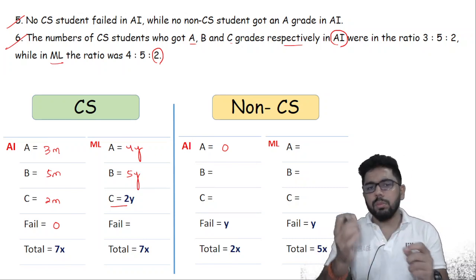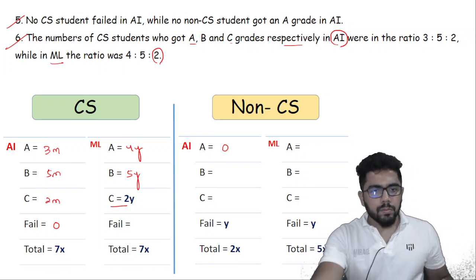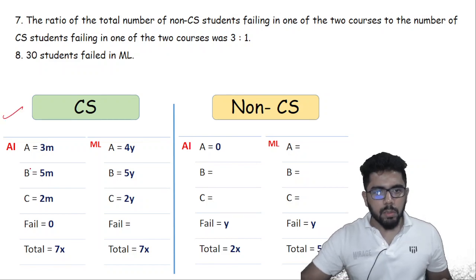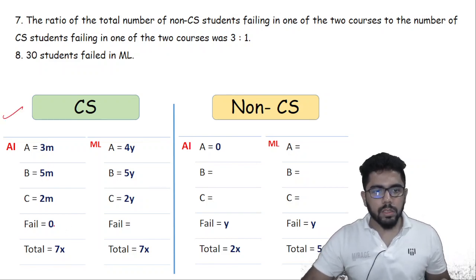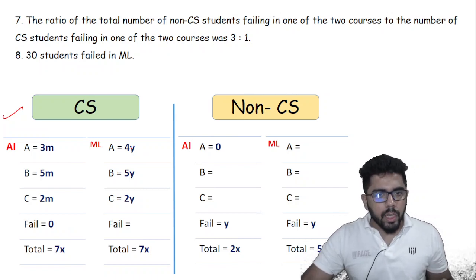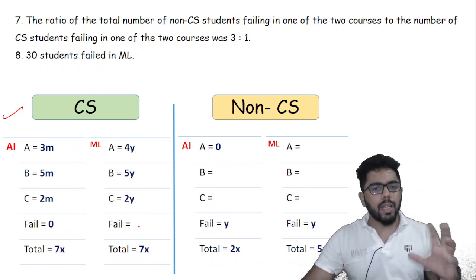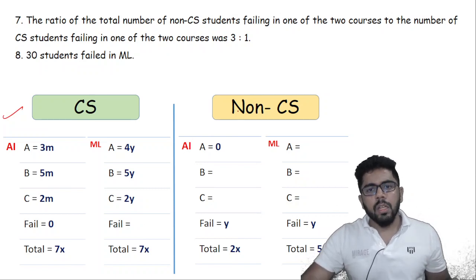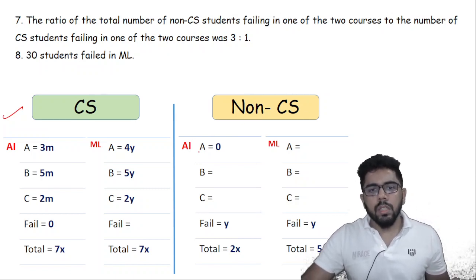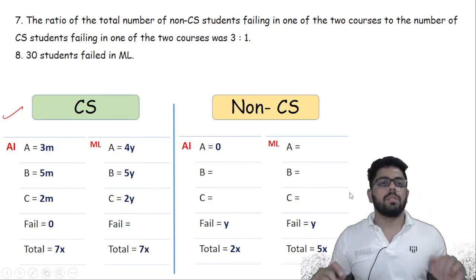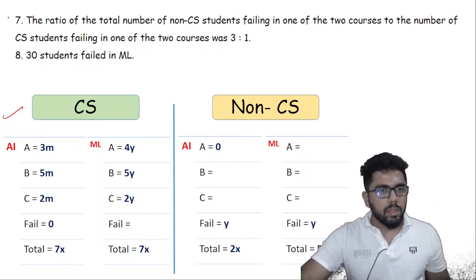Again, very easy to put down this information. So we have summarized this in the table: 3m, 5m, 2m, and then this is 0. For ML it is 4y, 5y, 2y, and then this is 7x. Fail we have not calculated yet. Number of non-CS students, AI A grade is 0, B, C we haven't calculated, and this one. Let's proceed further now.